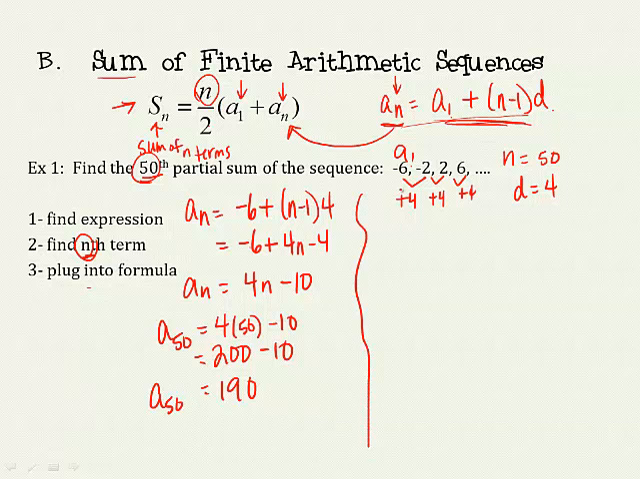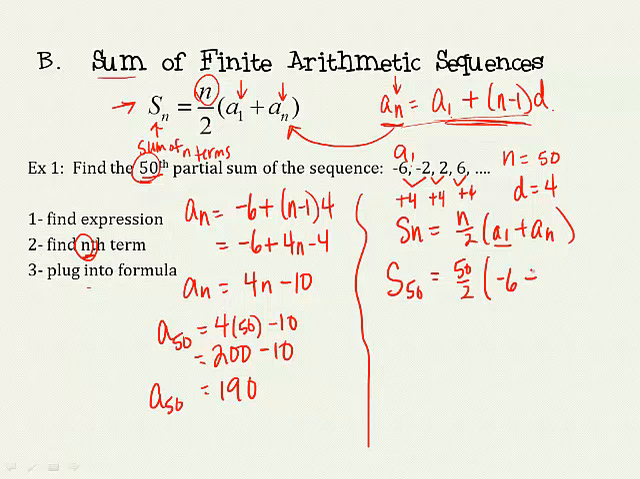Now I can use this formula. I want to find the sum of those first 50 terms. So I'm going to do 50 divided by 2 times a sub 1, which was negative 6, plus a sub n, which is 190. So 50 over 2 times negative 6 plus 190, which is 184. I can put that in my calculator, and I get 4,600. It's a quicker way to get the sum of a series.